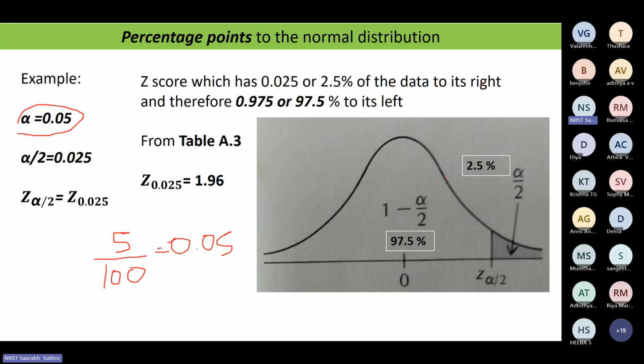But I have to take half of it. I told you already that we will do half. You will understand slowly in the subsequent slide why I am doing alpha by 2. So I will do alpha by 2 of it. So of course 0.05 divided by 2 will be 0.025.